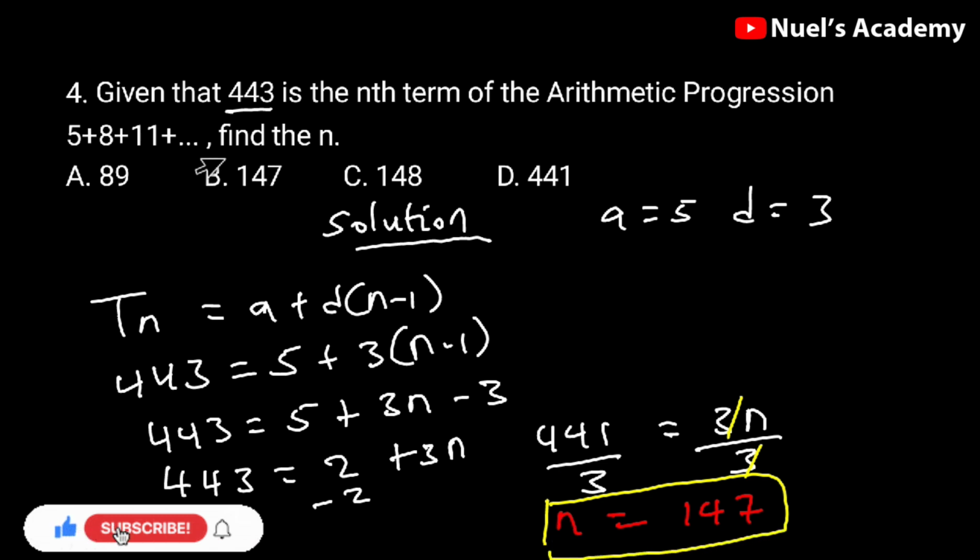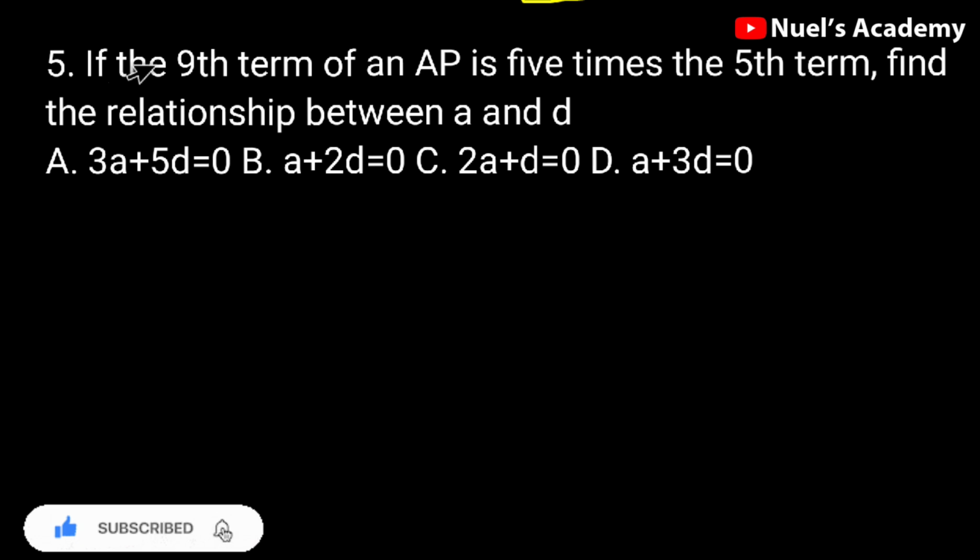So 147 is option B. Question number 5. If the 9th term of an AP is 5 times the 5th term, find the relationship between a and d. So we have the solution. This one is pretty simple.